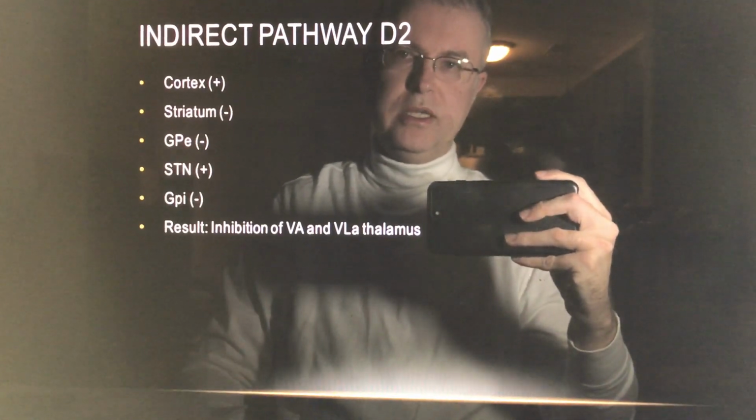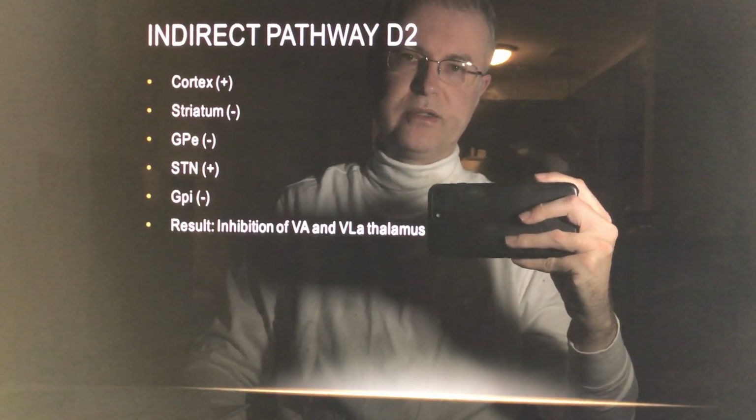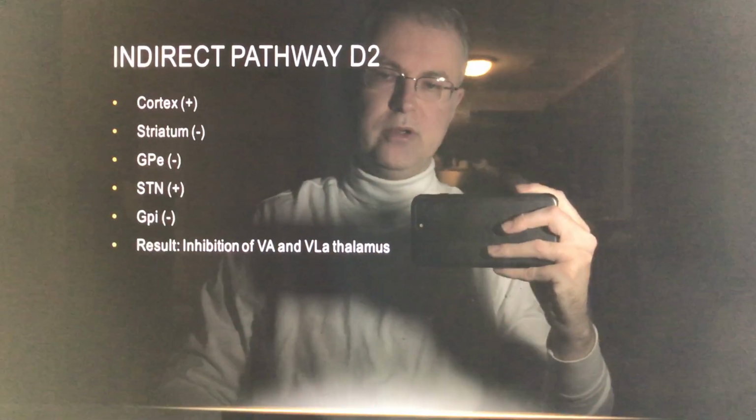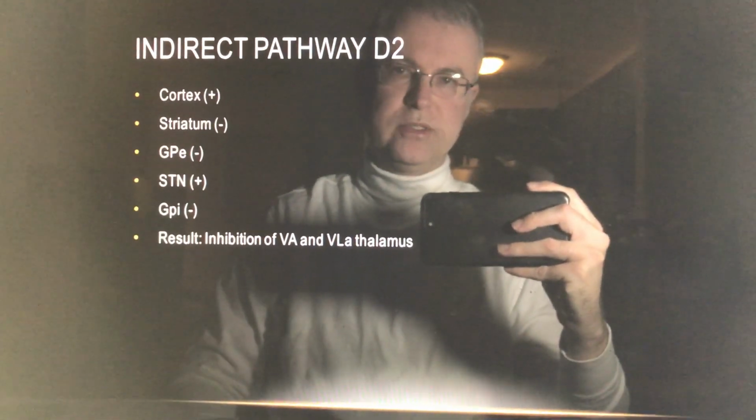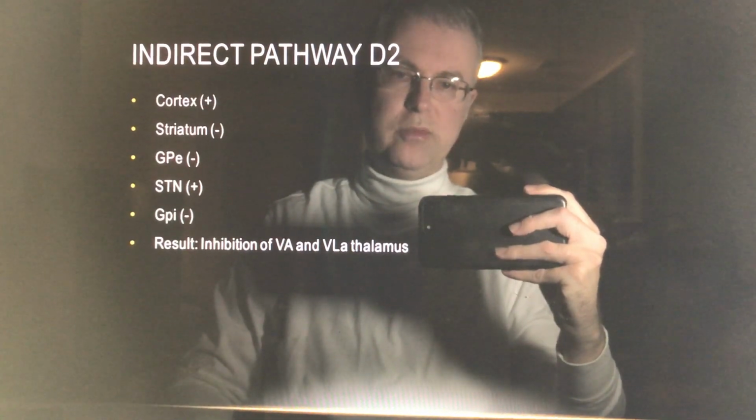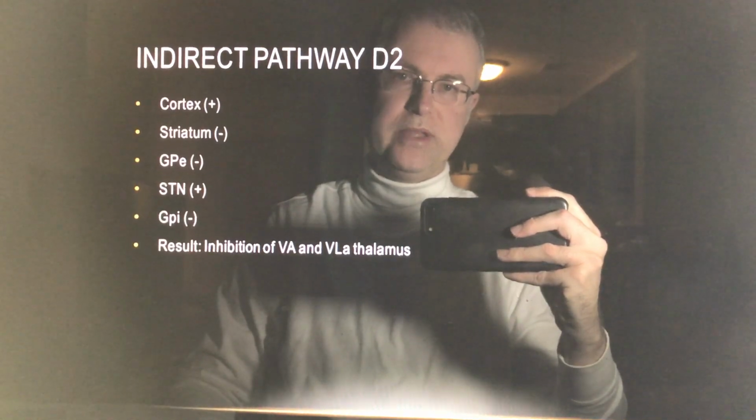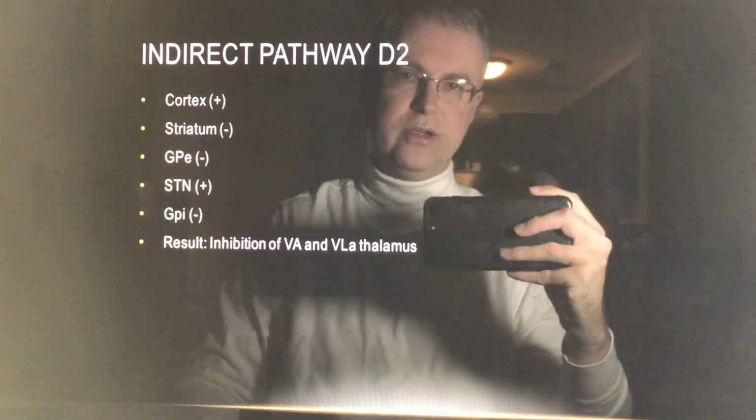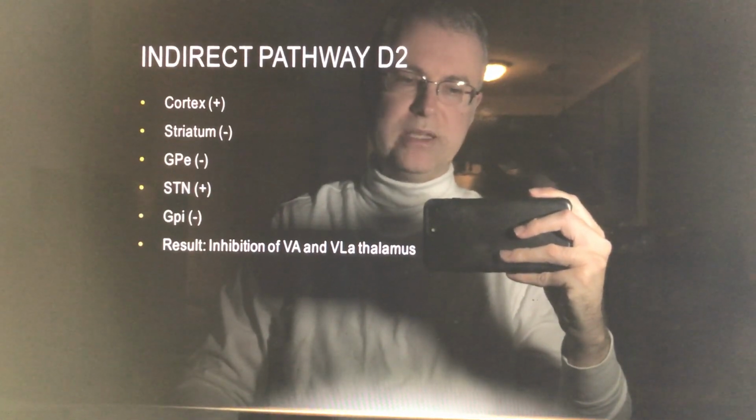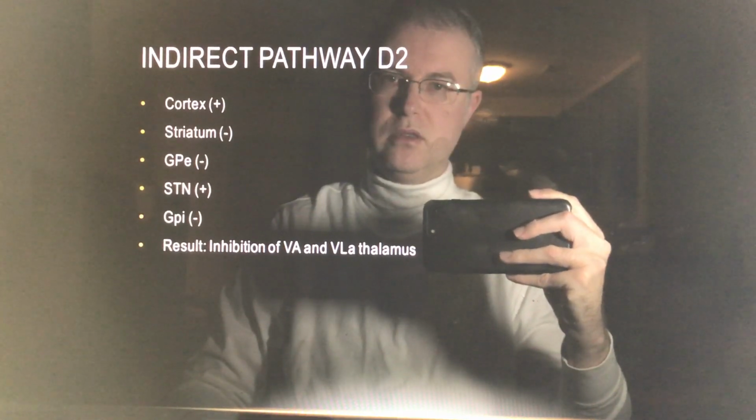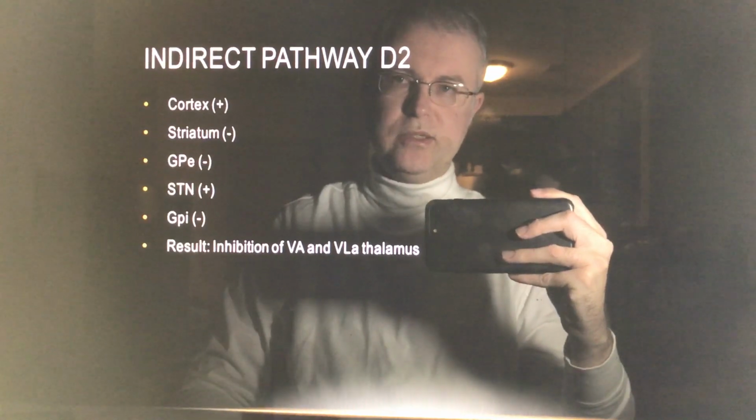The GPI then acts on the VA and VLA of the thalamus, and as you remember in lesson 2 about the thalamus, both the VA and the anterior part of the ventrolateral thalamus, so ventroanterior and ventrolateral anterior, are the basal ganglia linked portions of the thalamus. So what's an easy way to think about this?